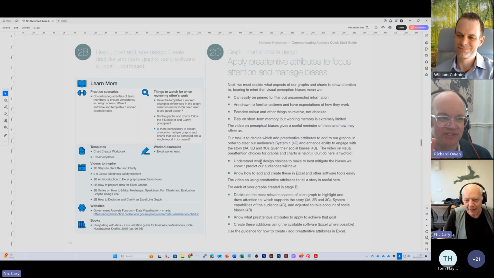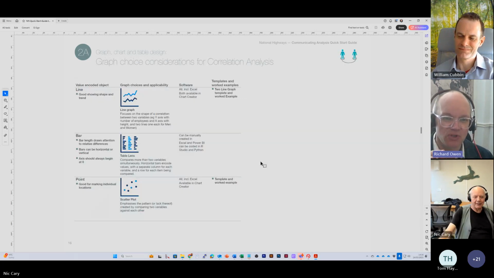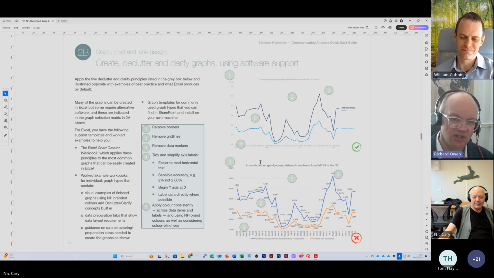So the first question on that one then, Nick. Would you say that it is better to have a more simplified table that tries to get across a message, but then would you just put the tables within an appendix separately? Yeah, and that's what we do.